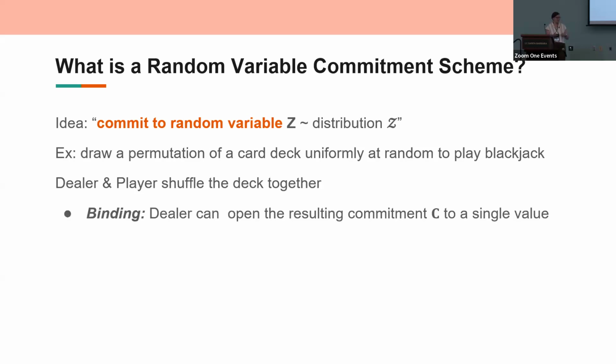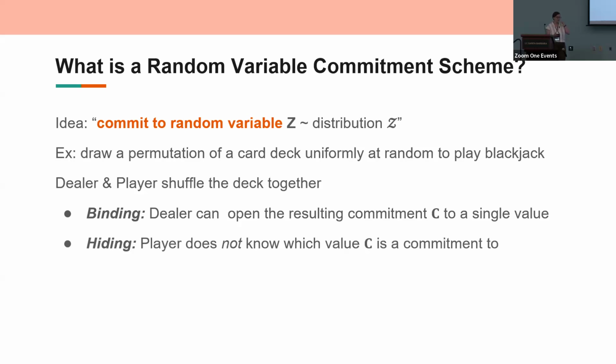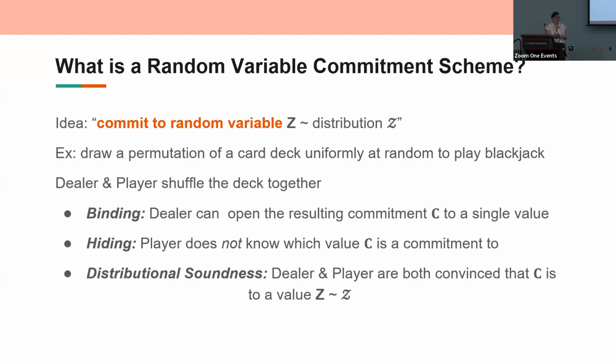And again, we want three things. First, traditional binding. The dealer should only be able to open the resulting commitment to a single value. Hiding, the player should not learn what the commitment is to. But thirdly, we also want distributional soundness, where the dealer and player are both convinced that the commitment is to a value that's been drawn from the correct distribution, again, without the player ever learning what the specific value is.